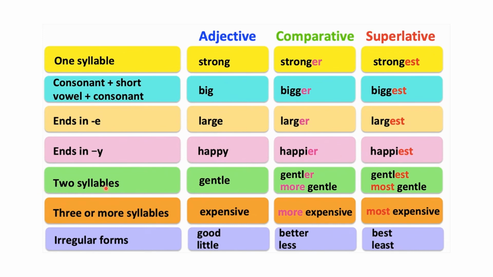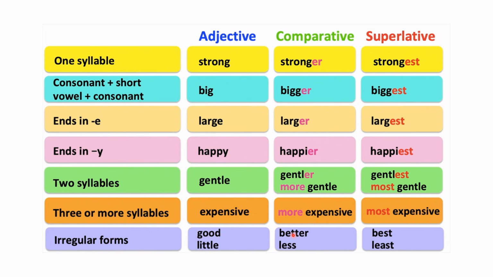For two syllables, gentle, gentler or more gentle, and then for superlative we will use gentlest or most gentle. For words that have 3 or more syllables, for example expensive, 3 syllables, for comparative we will use more expensive, but for superlative we will use the most expensive. But some of words we have to change.